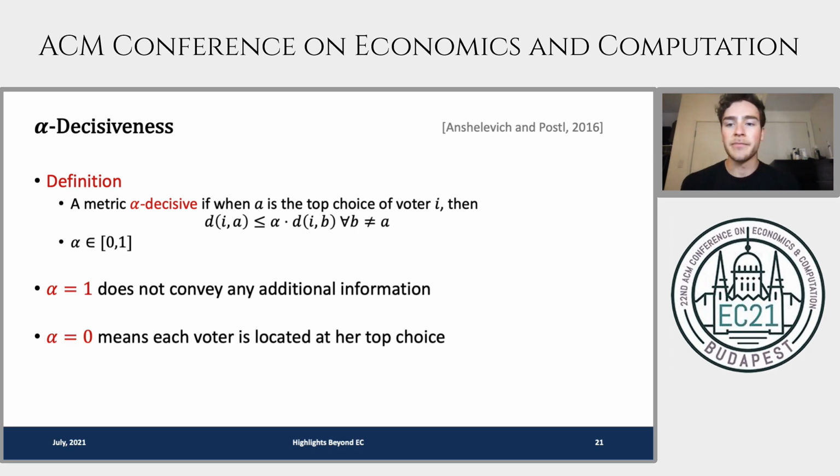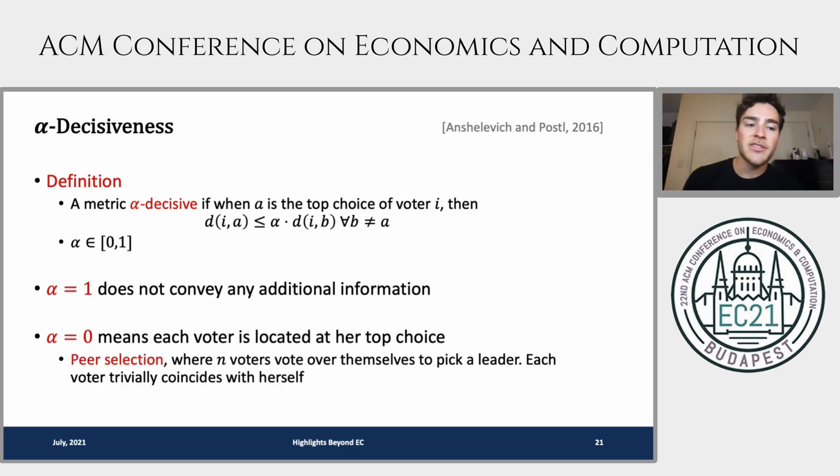Their distance is 0. And this actually corresponds to some interesting special cases, say things like peer selection, where n voters are voting amongst themselves to pick a single leader. It makes sense that a voter will coincide with themselves in the metric space. They prefer themselves much more than any other candidate. But different values of alpha give us a guarantee that voters prefer their top choice candidate more than others.